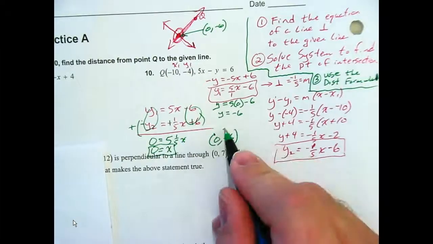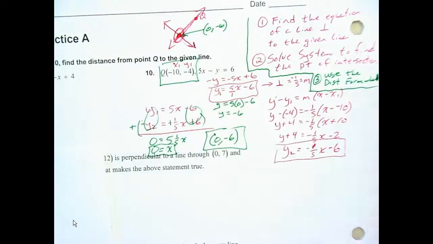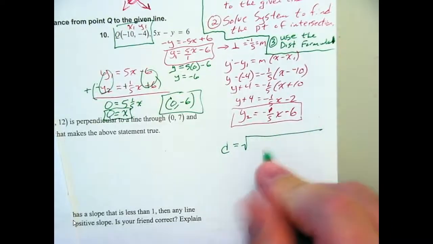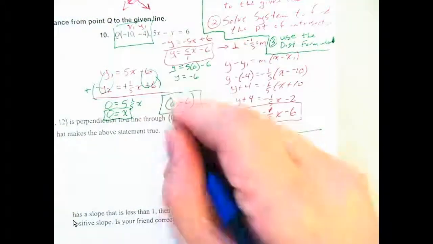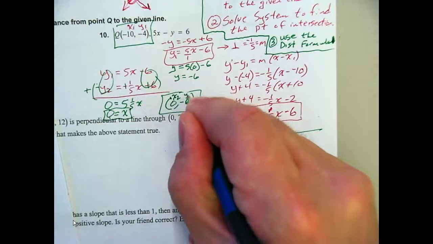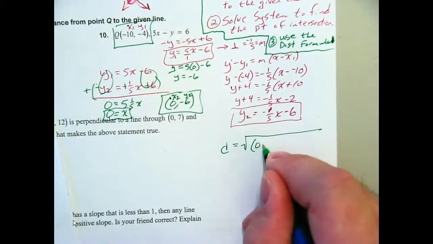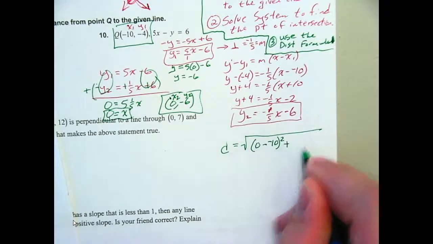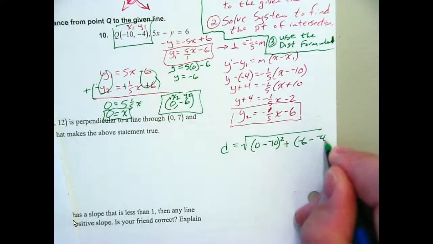Okay, so we have one coordinate, we have another coordinate, and we use the distance formula with those two coordinates. So d equals the square root of, we call that x1, y1, we call this x2, y2. So x2 minus x1 squared plus y2 minus y1 squared.